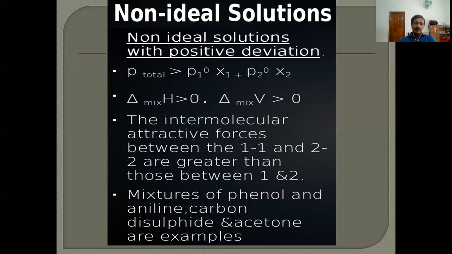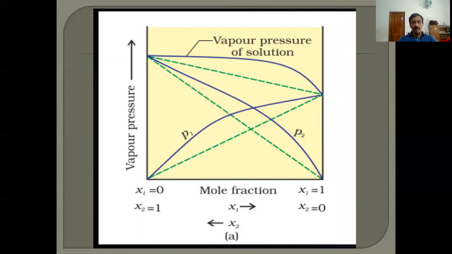Another example: carbon disulfide and acetone. Acetone is polar, so there is some attractive interaction between acetone molecules. But carbon disulfide is non-polar, so when you mix carbon disulfide and acetone, the attractive interactions between acetone molecules will be affected, or decreased. These are examples, and it can also be represented graphically. You can see a positive deviation here. The graph is as explained in the case of ideal behavior. Here the dotted line represents ideal behavior, and in the case of positive deviation, you can see a positive curve in the case of P1, a positive curve in the case of P2, and a positive curve in the case of total vapor pressure.